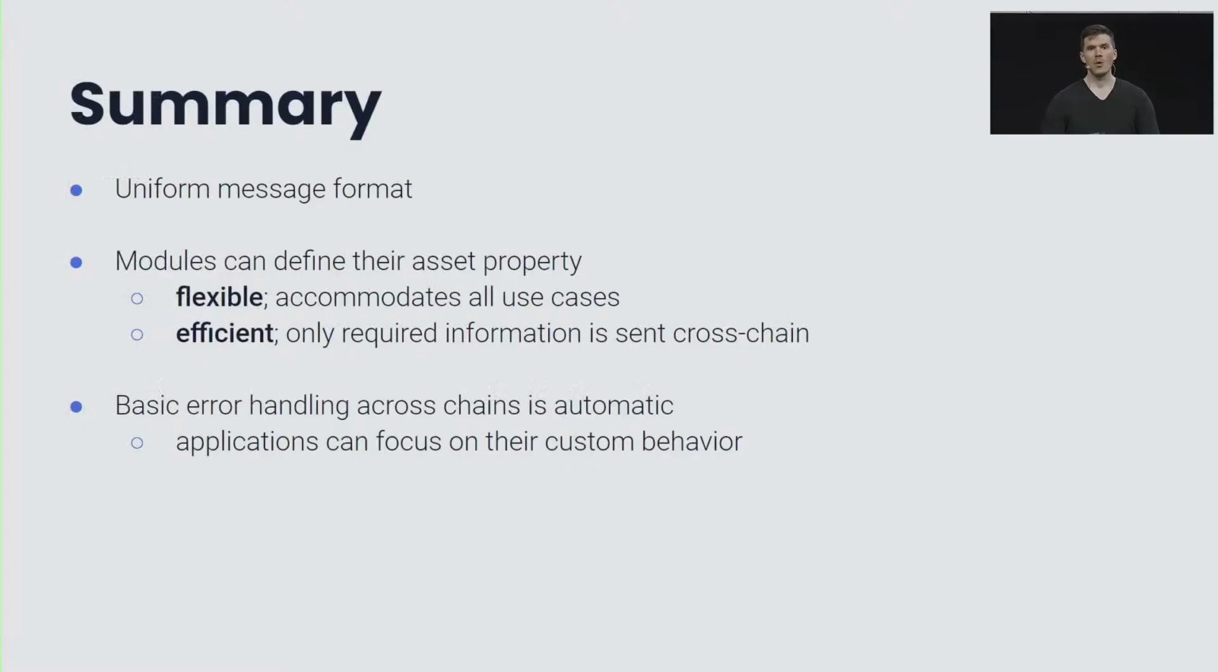So to summarize, we are defining a uniform cross-chain message, which is flexible and efficient. It's quite flexible because you can choose whatever you want in the asset property, and efficient because we are only integrating what is necessary in the message. With this message comes a basic error handling, which means that as a sidechain developer, you only need to care about your custom logic and your custom behavior, and you don't need to worry about all this error handling.